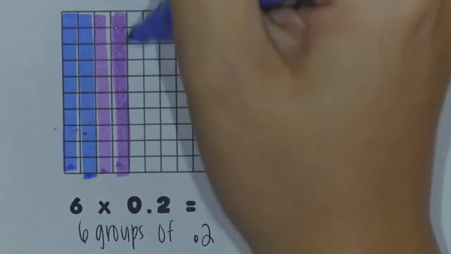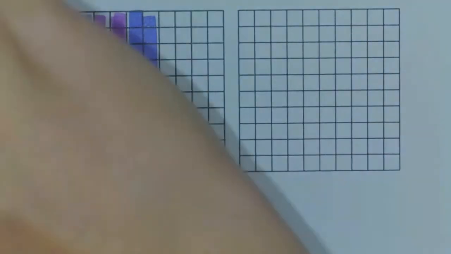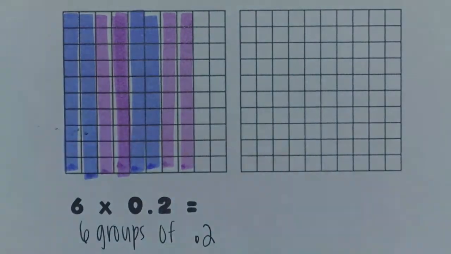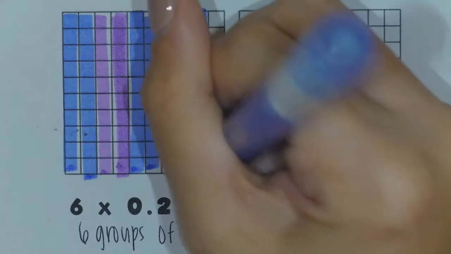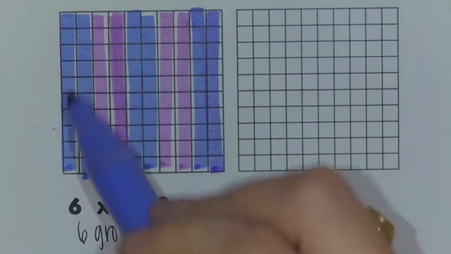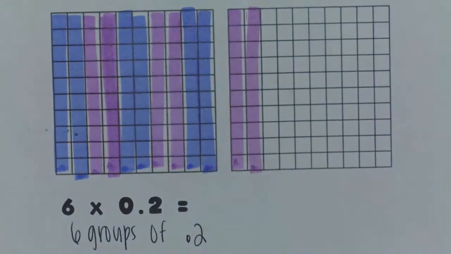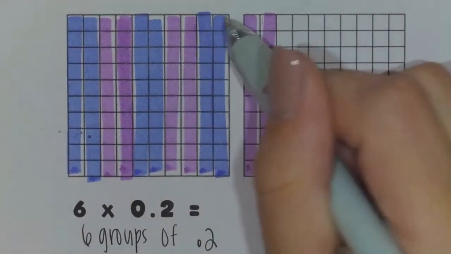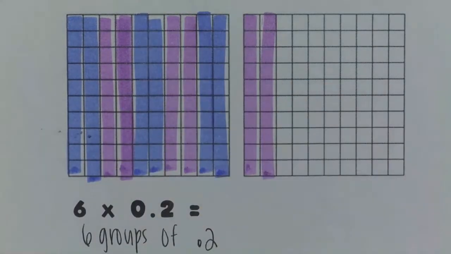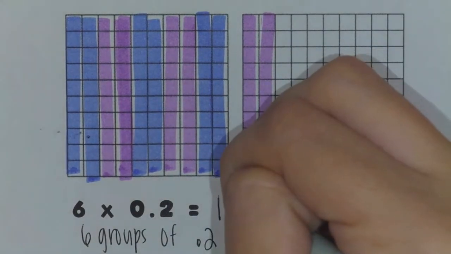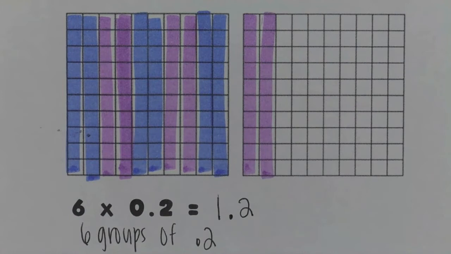2 groups, 3 groups, 4 groups. And when I get to 5 groups, I've used an entire 100, which is okay. I just move on to the next one to make my last group of 6. Okay, so since I have this whole block shaded in, this whole block represents one whole, and I have 2 tenths of another whole. So 6 times 2 tenths gives me 1 and 2 tenths.